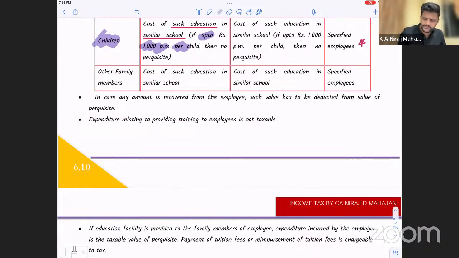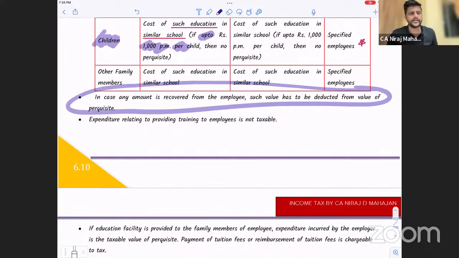Check here. You should be able to tell me the meaning of this point. In case any amount is recovered from the employee, such value has to be deducted from the value of the perquisite. What is it? What will he get in that case? What are they talking about? Tell me, all of you. Very good, Mansi. Good answer.